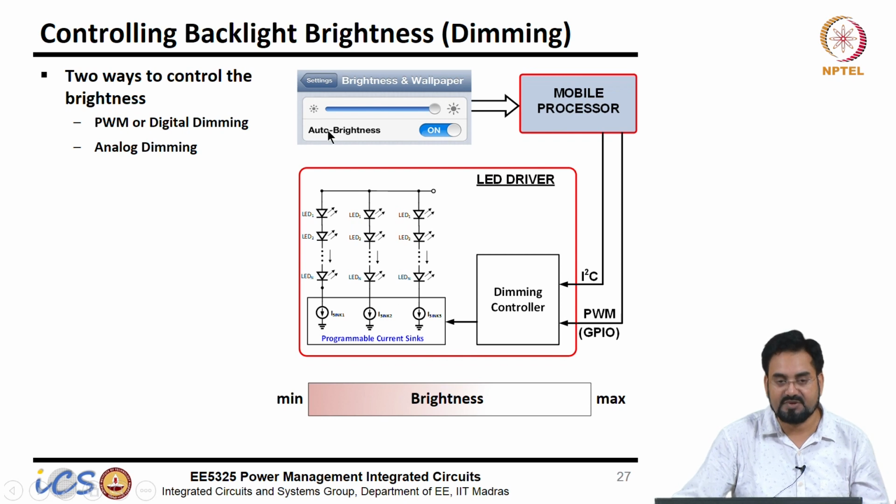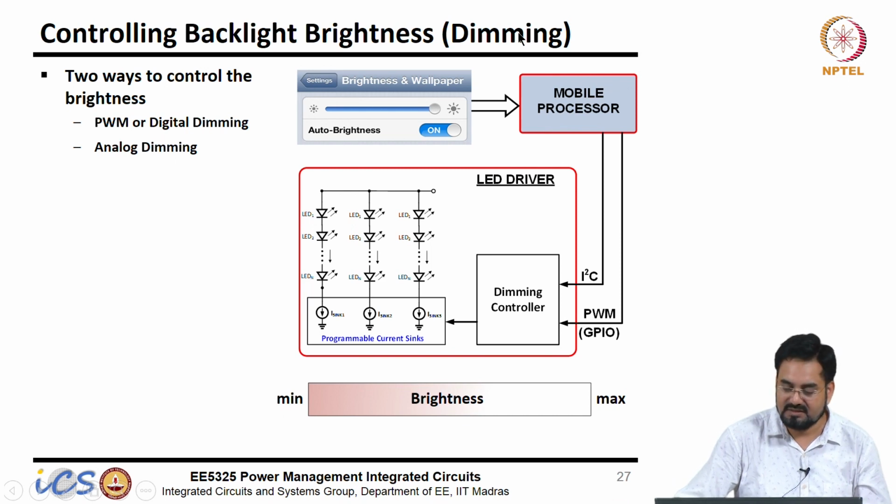That is how you dim your brightness or control your brightness. So that is what controlling brightness is called. The technical term we use for that is dimming actually.